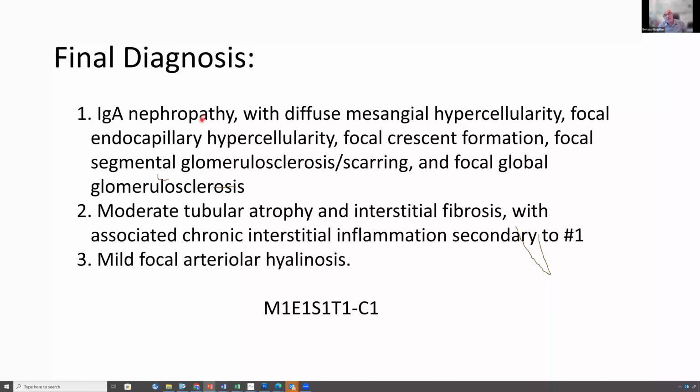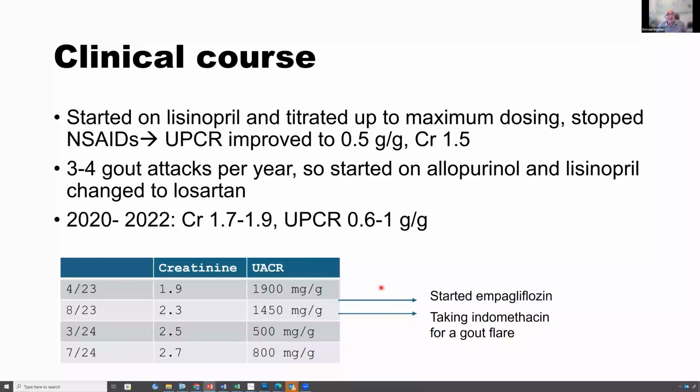Okay, so the final diagnosis for the initial biopsy was IgA nephropathy with diffuse mesangial hypercellularity and focal endocapillary hypercellularity. By MEST-C score: M1 for mesangial hypercellularity being diffuse, E1 for endocapillary hypercellularity, S1 for segmental scarring, and T1 as there was moderate tubular atrophy and interstitial fibrosis, but it wasn't still severe, and C1 because one glomerulus had a crescent. Okay, so everything was 1 for the MEST-C score, IgA nephropathy.